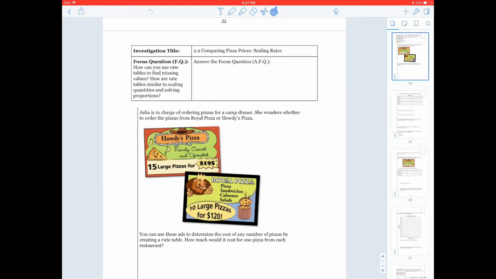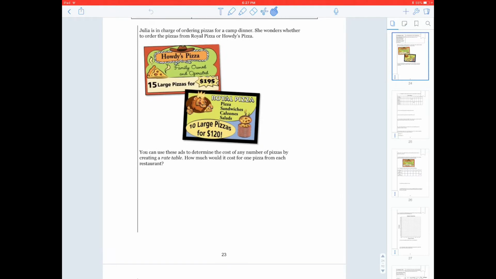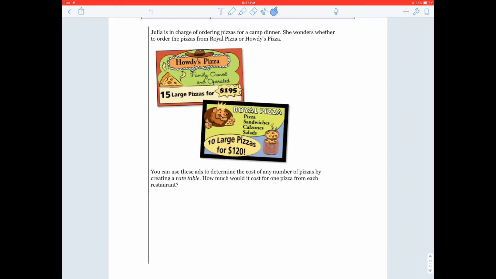Our focus question for this investigation is how can you use rate tables to find missing values? How are rate tables similar to scaling quantities and solving proportions? Well, we're going to take a look at this first scenario. All right, so let's go ahead and give this a read. Julia is in charge of ordering pizzas for a camp dinner. She wonders whether to order the pizzas from Royal Pizza or Howdy's Pizza.